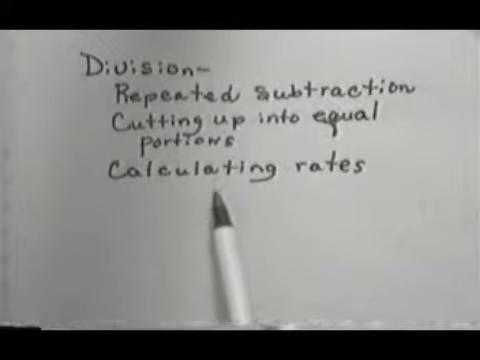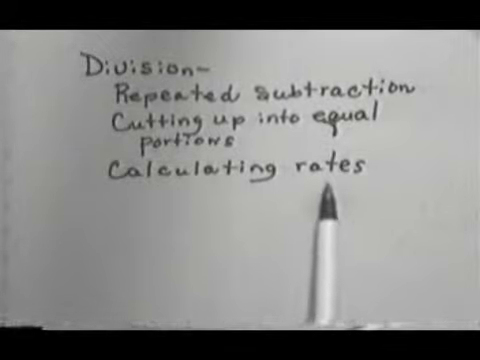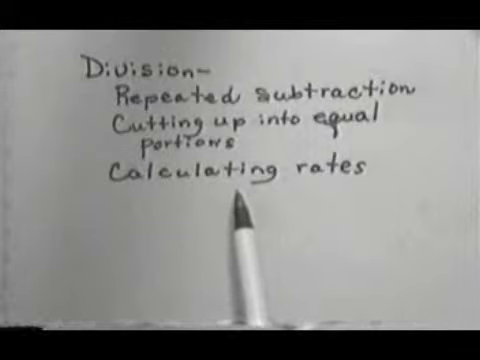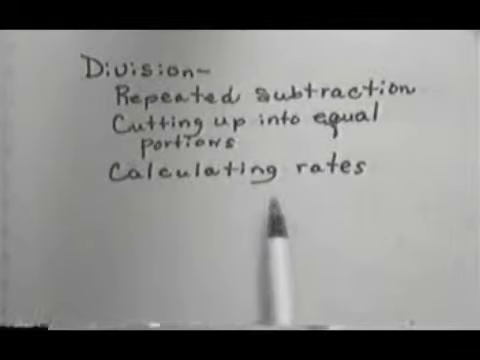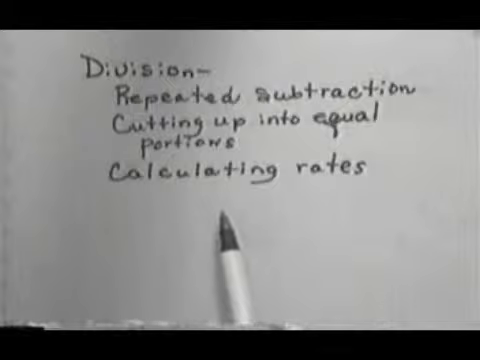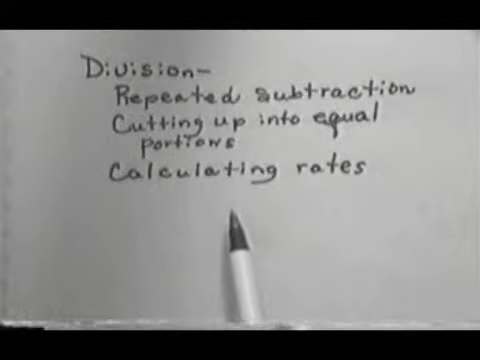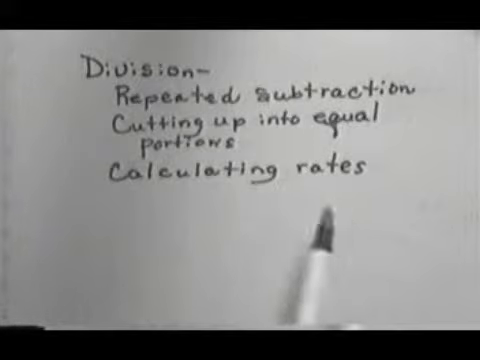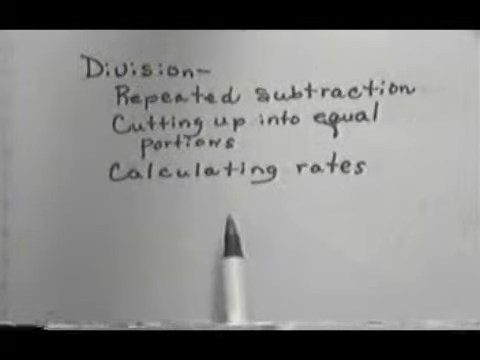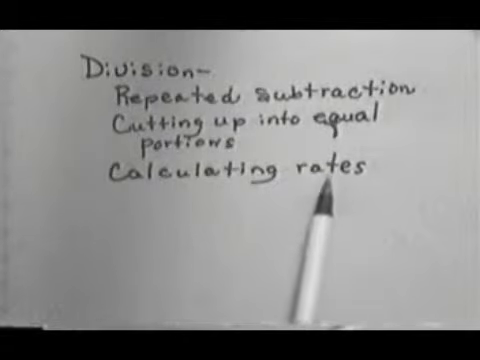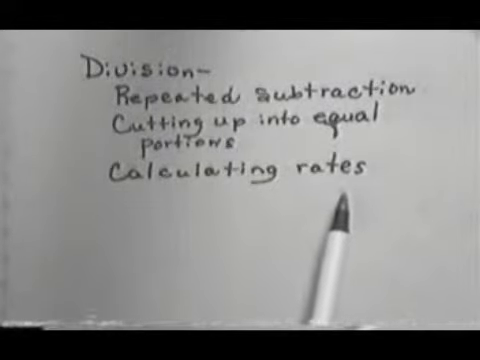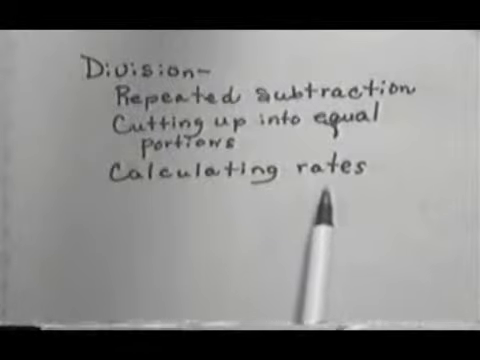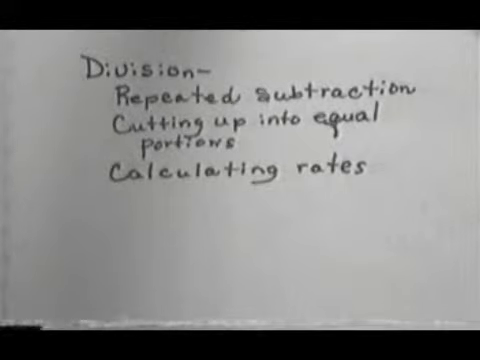Also in division, sometimes you're calculating a rate. Like you might be asked to find the miles per hour, or the gallons per mile, or the number of words you can type per minute. Whenever you're finding the number of things you can do in one something, then that's going to be a division problem.